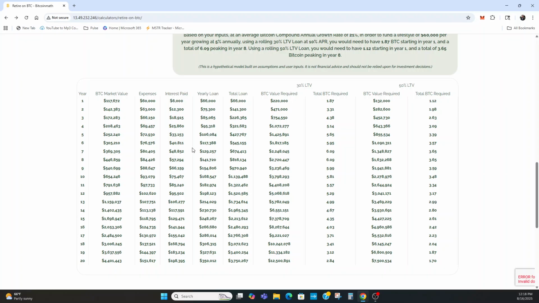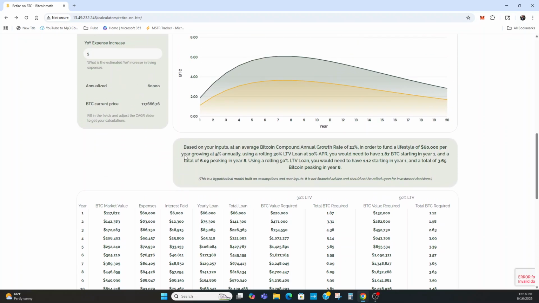Now, where this gets interesting and why the curve looks the way that it does is because in these early years, your Bitcoin appreciation is happening slower or lesser than the amount of debt you're taking against it. And that's why this climbs up so quickly, because the total amount of Bitcoin required to fund this lifestyle is going to continue going up and up and up as you borrow more and more and more. And that happens because your borrowing needs are typically going to be greater than the appreciation of the Bitcoin in that given year.